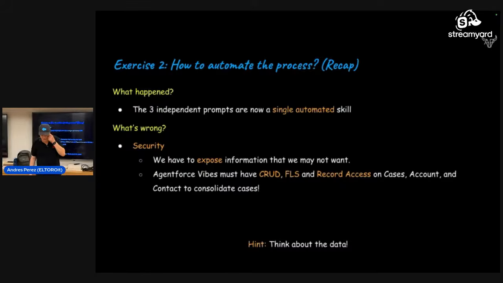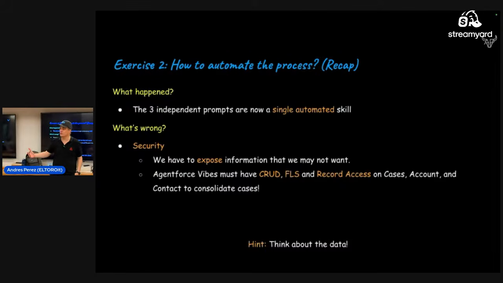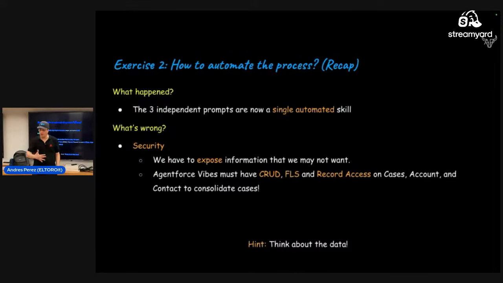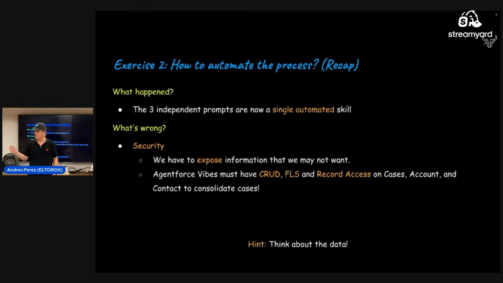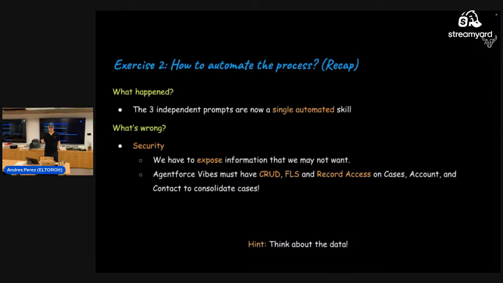So we have to expose information that we may not want to be exposed, so that any AI prompt can now have access to the same things, right? So we are opening a door which we may not want to open. You understand the problem? All right. It's a big one. Agentforce Vibes, or the user who's running this, must have CRUD, field-level security, and record access on cases, accounts, and contacts in order to consolidate cases. It's too much information that is exposed.